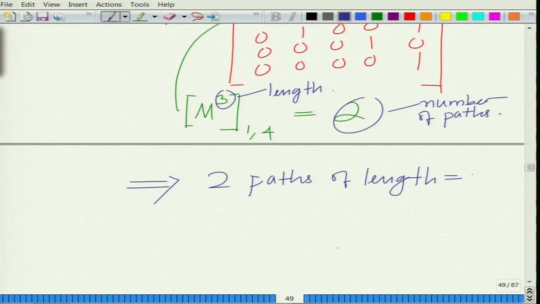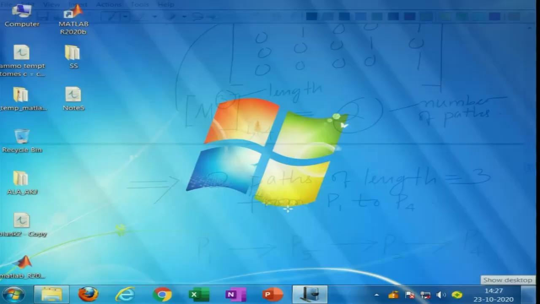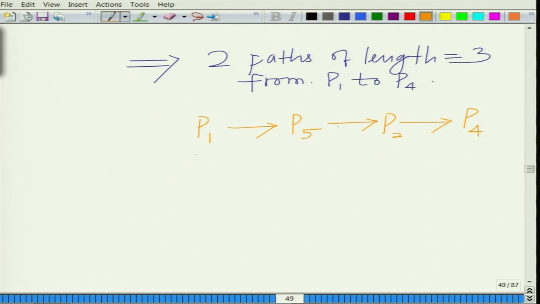Two paths of length 3 from P1 to P4. So, you have P1 to P5 to P2 to P4, and you have P1 to P3 to P2 to P4.